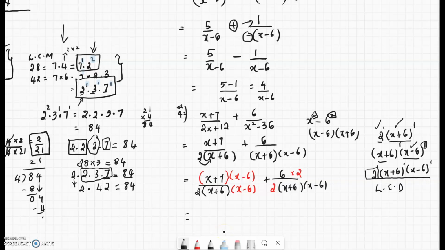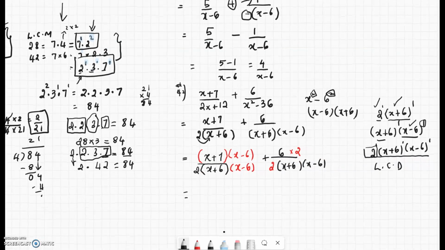So now we have to be careful. We have to multiply it out carefully. The denominator, leave it in the factored form, is a common denominator of 2 times x plus 6 times x minus 6.